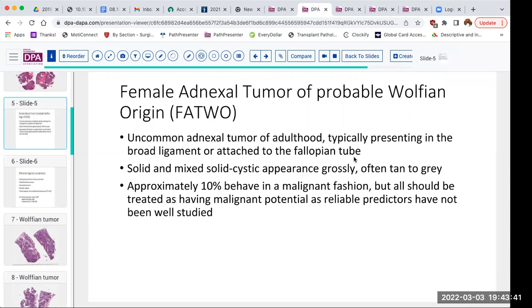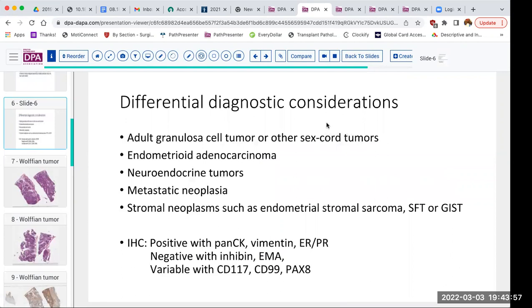Now, in contrast to Sertoli-Leydig cell tumors, these tend to be a little bit grayer, a little bit more tan, but that's a very soft distinction between the two lesions. Immunohistochemistry can be fairly useful, but because the differential is quite broad, we've mentioned sex cord stromal tumors. If it's a very glandular differentiation, it can look like endometrioid carcinoma. Sometimes neuroendocrine tumors can have spindle cell and epithelioid components, or we might think about metastasis. And if it becomes very spindled, then you might think about sarcomas like stromal sarcoma, solitary fibrous tumor, or even GI stromal tumor, which may occasionally occur in the GYN tract.